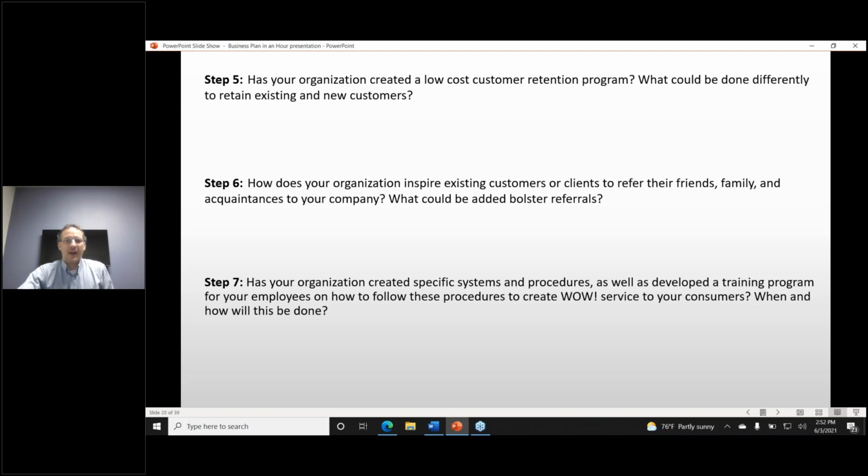Step 7, how has your organization created specific systems and procedures, as well as developed a training program for your employees on how to follow the processes to create the wow service to your consumers or customers, clients? When and how will this be done? Know your sales process, know where you can implement additional information, and continue to wow your customers because none of your competitors are doing the same thing.